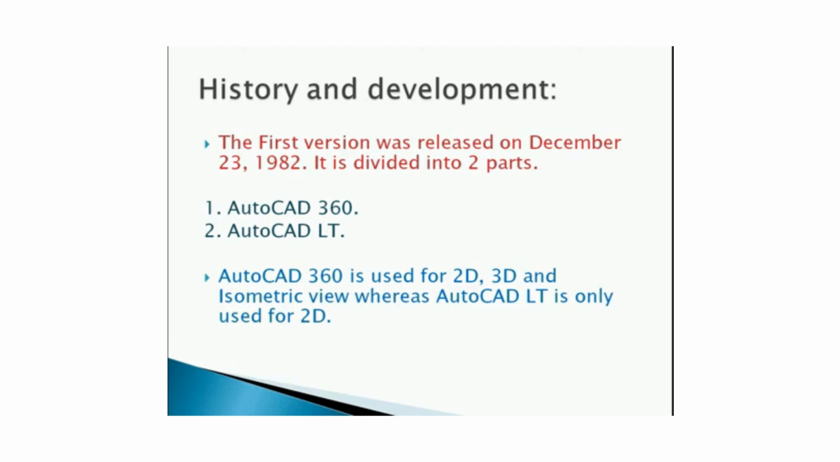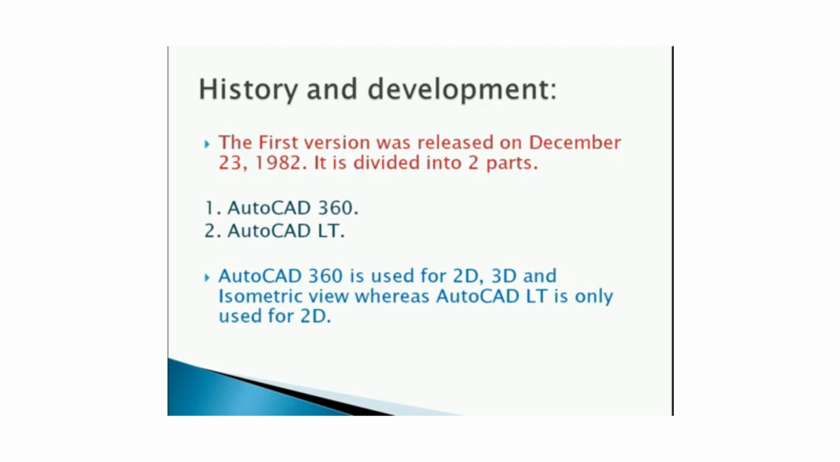So, AutoCAD 360 is one kind of mobile application which is used for 2D, 3D and isometric view. So, we can draw, view and edit 2D isometric drawings and 3D modeling and isometric drawings from AutoCAD 360.